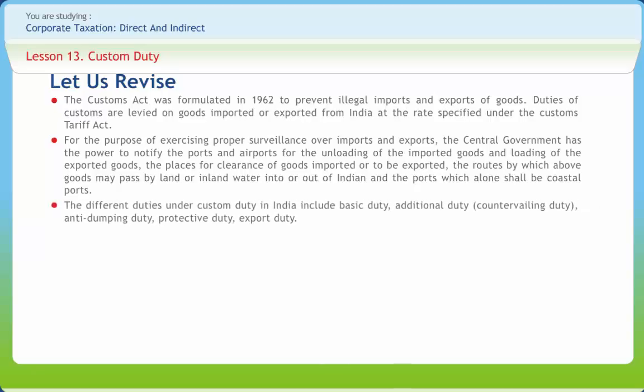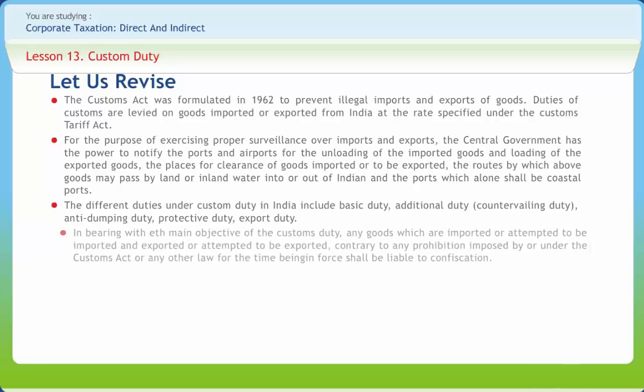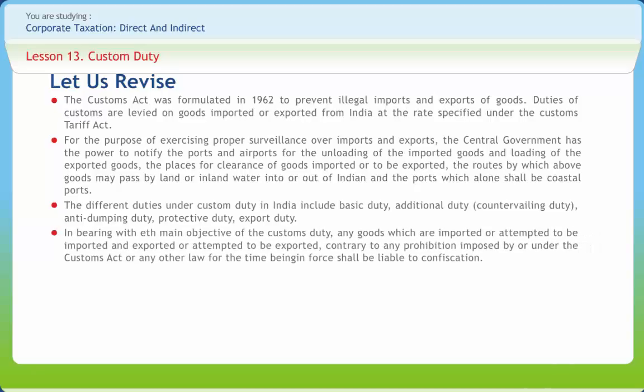The different duties under customs duty in India include basic duty, additional duty, countervailing duty, anti-dumping duty, protective duty, and export duty. In keeping with the main objective of the customs duty, any goods which are imported or attempted to be imported and exported or attempted to be exported contrary to any prohibition imposed by or under the Customs Act or any other law for the time being in force shall be liable to confiscation.